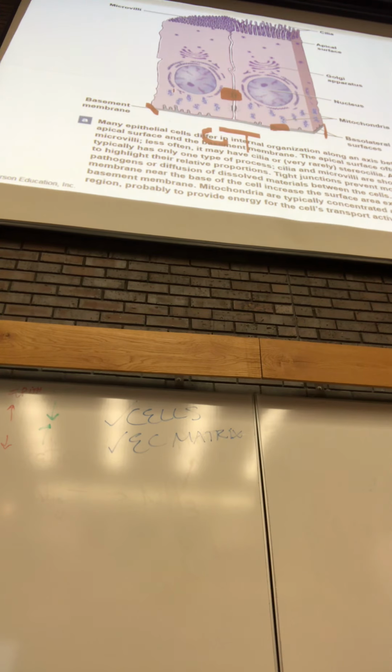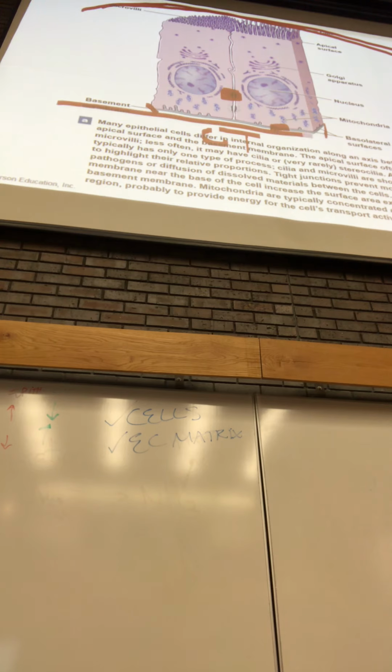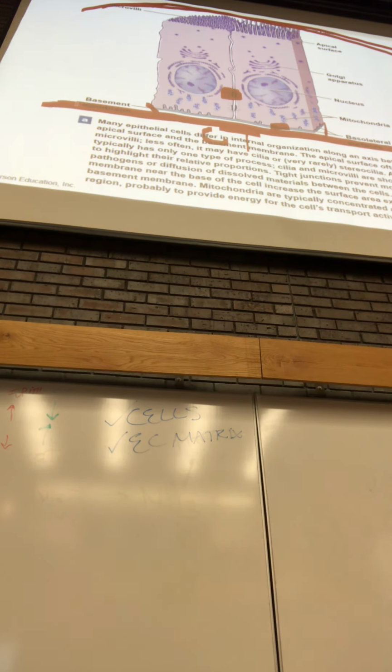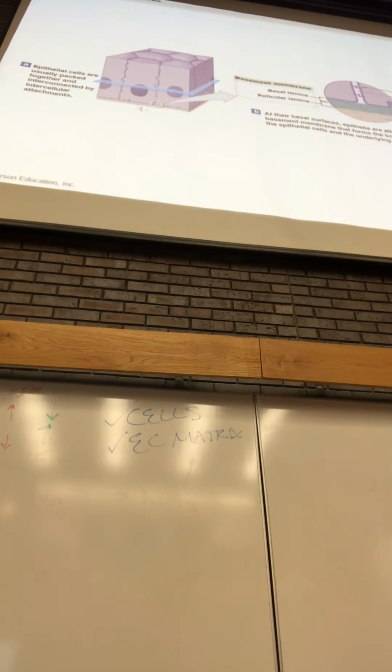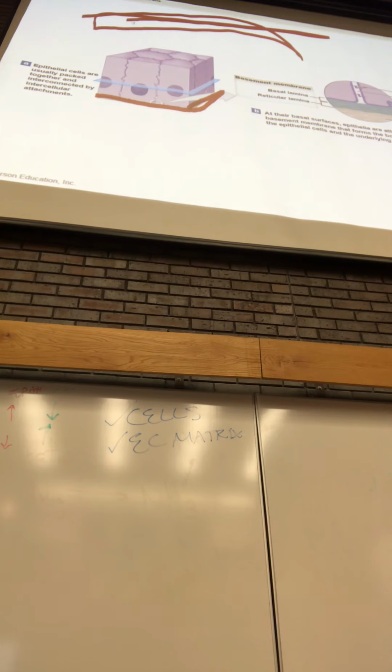Because these are linings, I know it's only two cells, but imagine a big sheet of these cells. We've got an exposed surface, and then we've got the basement surface. Okay. Down here we've got the basement membrane and the connective tissue beneath it. These are epithelial cells. And out here is the outside world, or whatever it is they're lining.